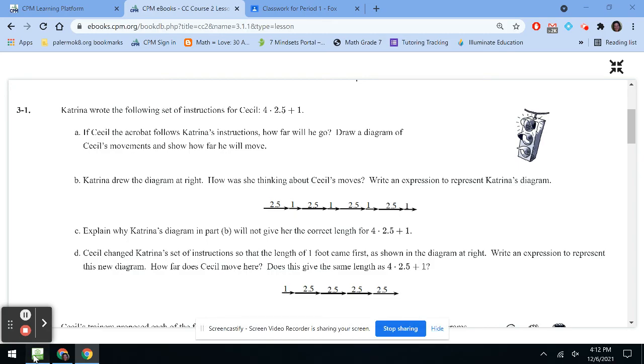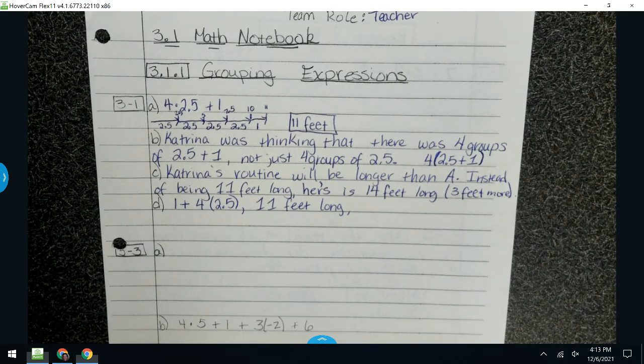Oh, fiddlesticks, that's not what I wanted. There we go. Let's hide that guy. There we go.